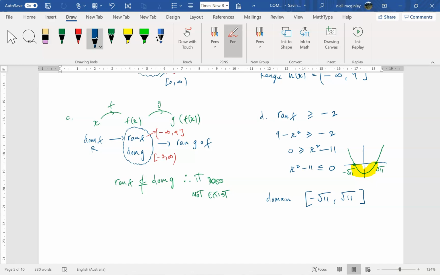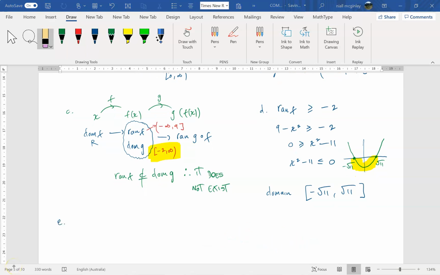So you could have taken this over here, it would be 11 minus x squared is greater than or equal to 0, which would be like this. This would still be minus root 11 and root 11. So where it's greater than 0 would be this section here, which would be the same. So it doesn't matter which way, I just always rearrange it so you get x squared as a positive.